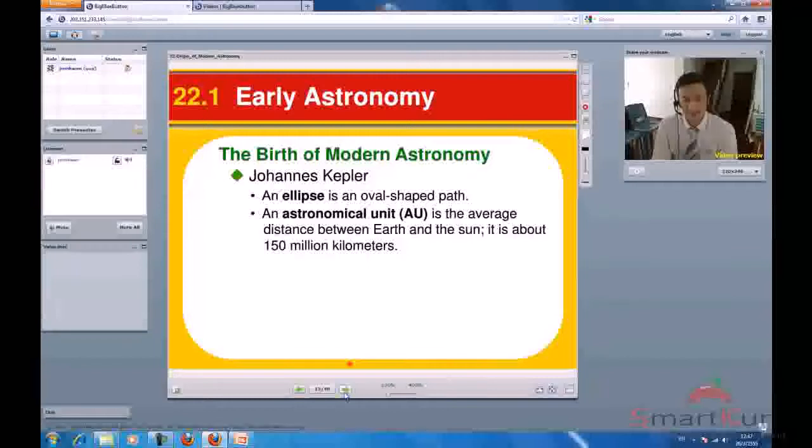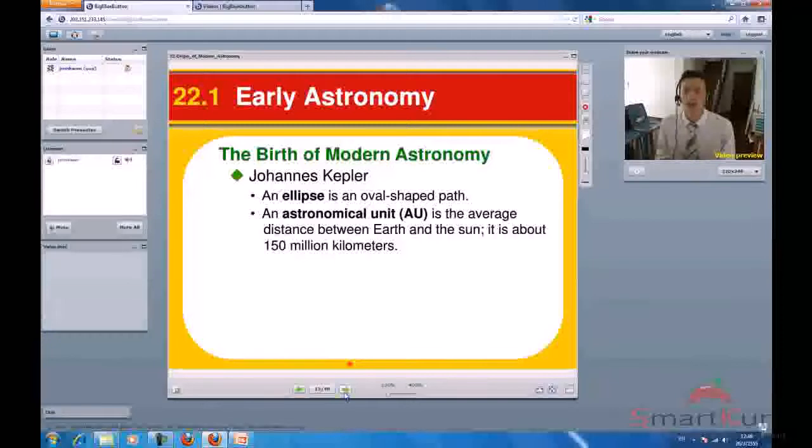All right, let's go back a step to slide 15. Kepler realized that the orbits were ellipses. An ellipse is an oval-shaped path. From these measurements, we came up with the astronomical unit, which we abbreviate AU. It is the average distance between the Earth and the Sun, which is about 150 million kilometers.